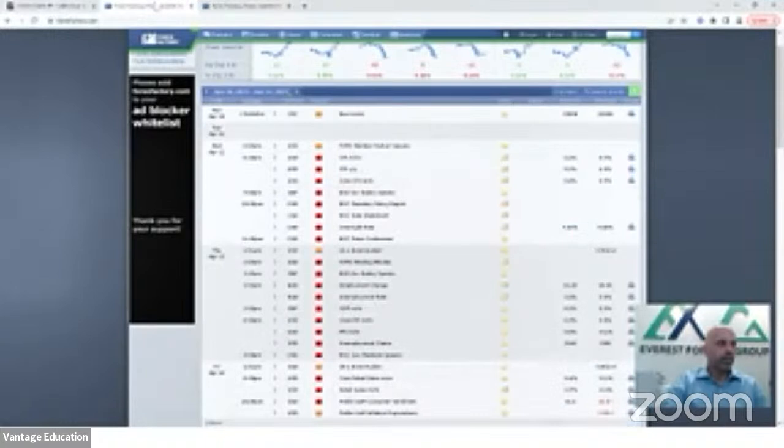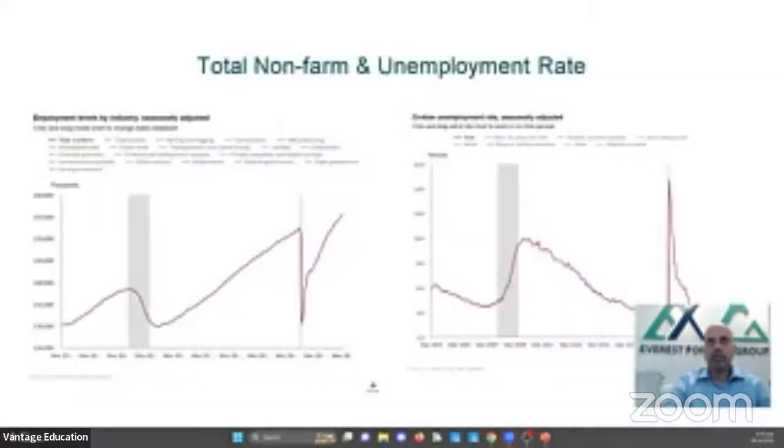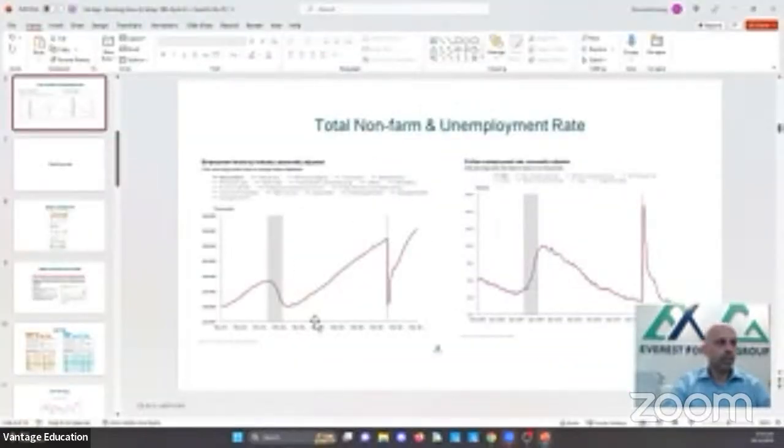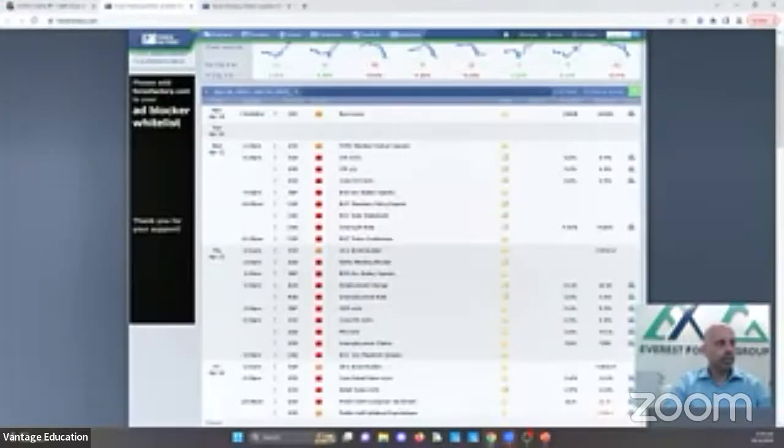Have you switched over to Forex Factory? Can you guys see the Forex Factory screen, or are you still looking at the non-farm payrolls? Hang on, let me see if I can put up Forex Factory here. Sorry, there's a bit of lag coming in. I don't see it updated on the app.